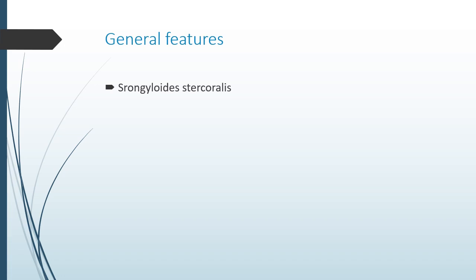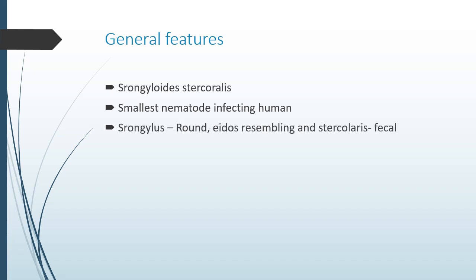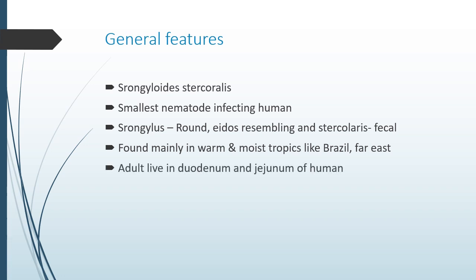The name Strongyloides stercoralis, it is the smallest nematode infecting human beings. The name is derived from two words. Strongylus means round and resembling, and stercoralis means fecal, because it was first seen in the feces. Found mainly in warm and moist tropics like Brazil and the Far East, but in lesser amounts it is found worldwide. The adult worm lives in the duodenum and the jejunum of human beings.